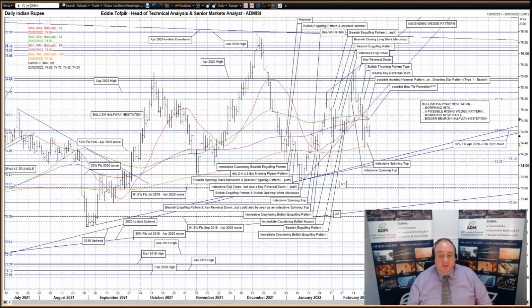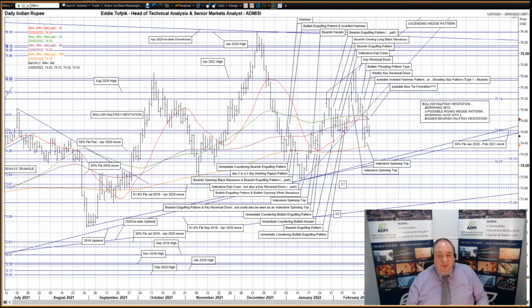But the difference is that we now have potential targets below for this broken ascending wedge pattern. A primary target X1 is in the 73.67 area. Additionally, the break of the lower wedge line has also given us the opportunity to look at the whole of the December 2020 price action as a possible bearish halfway hesitation. If this turns out to be the case, then we have a potential target X2 below in the 73.15 area.